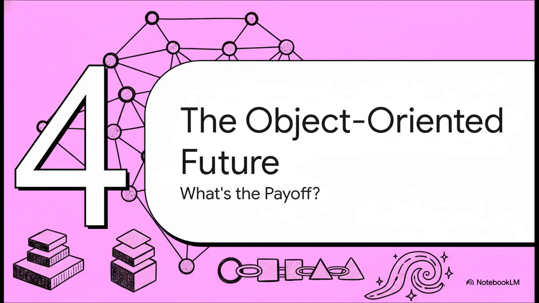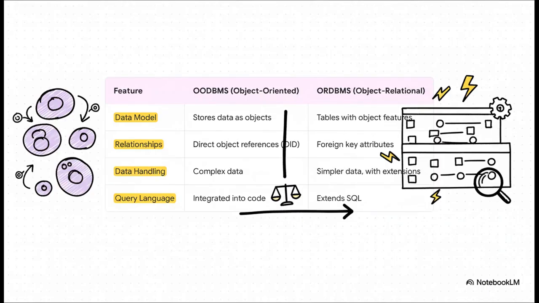Okay, phew. We've talked about objects, inheritance, distribution, cleanup, the whole shebang. So let's zoom out. What's the big picture here? What's the real payoff for going through all this? This comparison table is super helpful for understanding the landscape. It pits a pure object-oriented database, an OODBMS, against an object relational database, or ORDBMS.